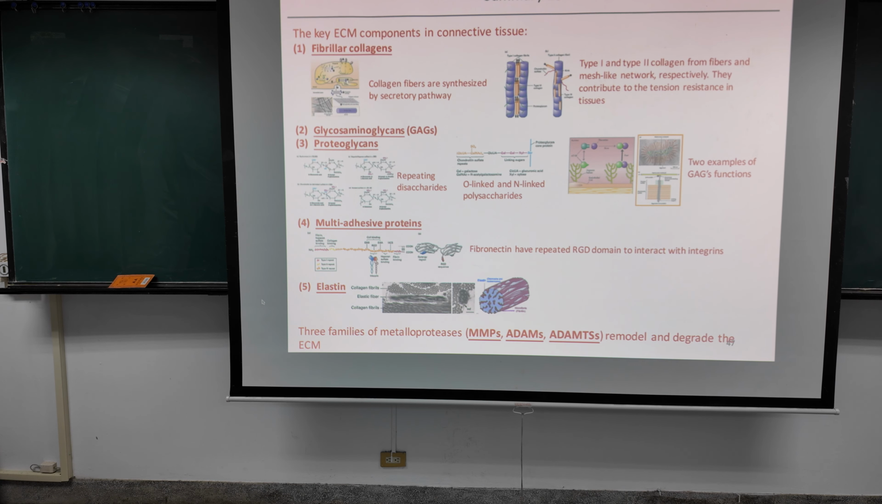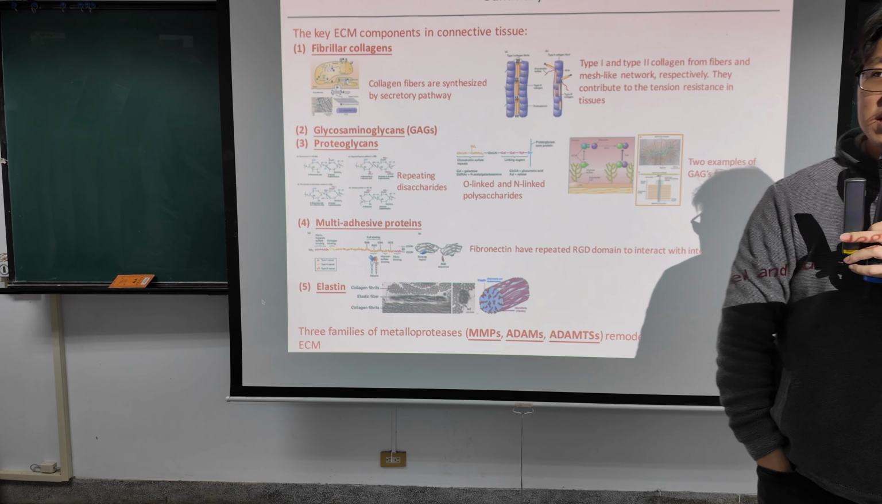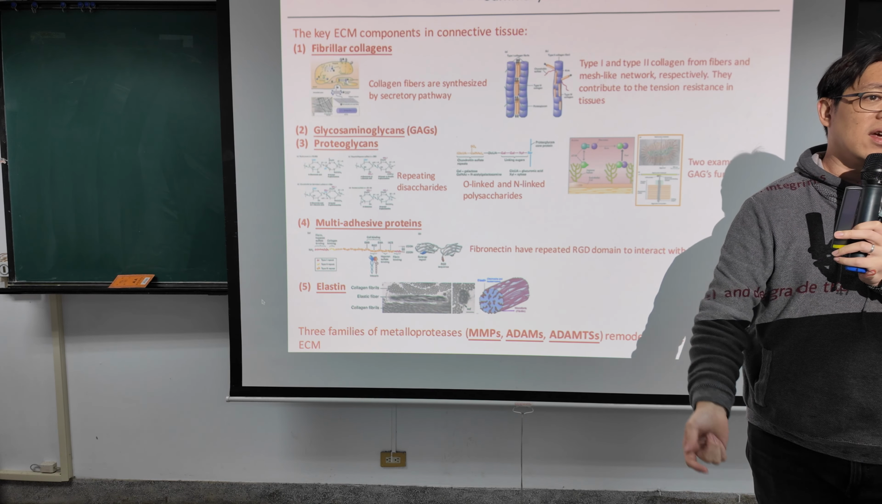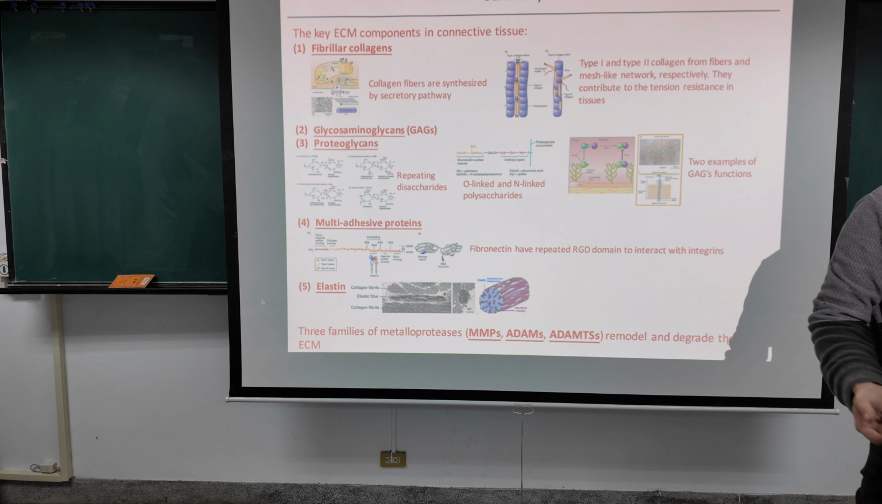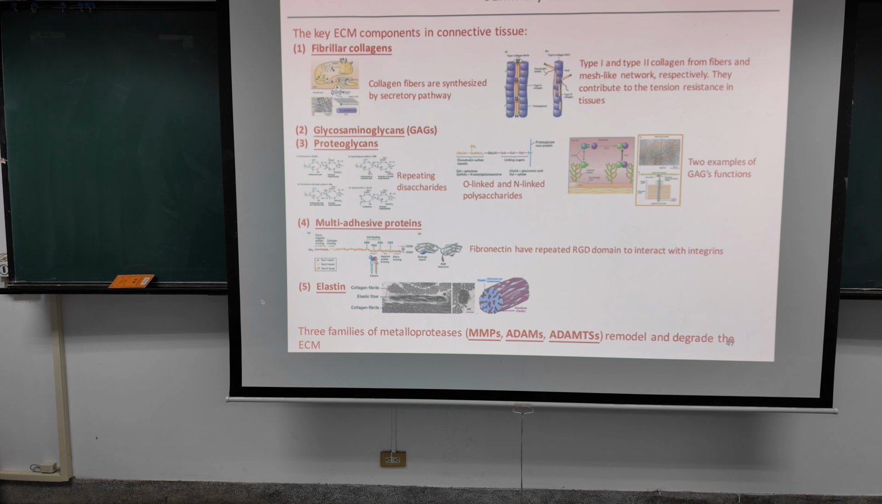So in this part, we talk about the key ECM composition in the connective tissue. We introduce how the cell can synthesize the fiber collagen in a really crowded environment. They basically synthesize the unit first, then secrete those units, and then they assemble the units of the fibroblasts outside the cell. Okay. And also introduce GAG.